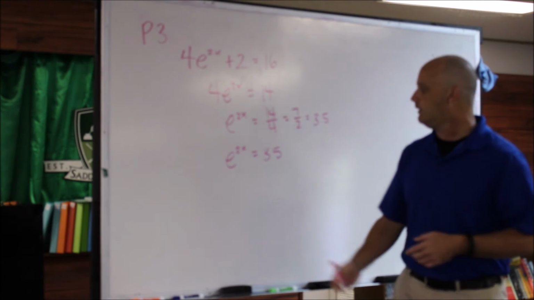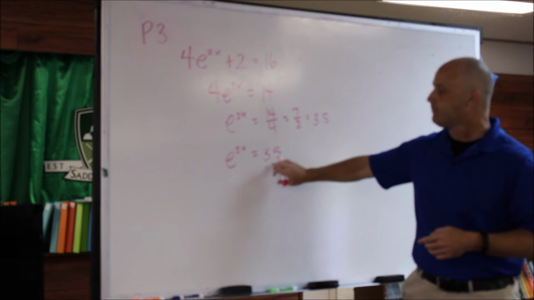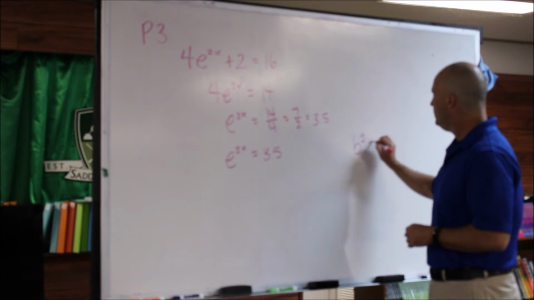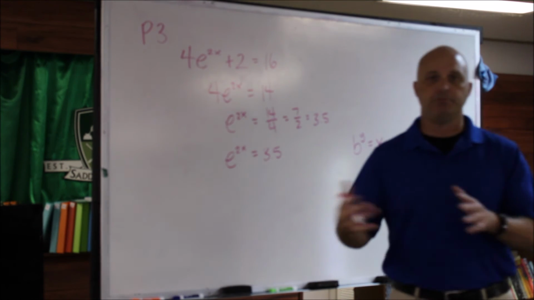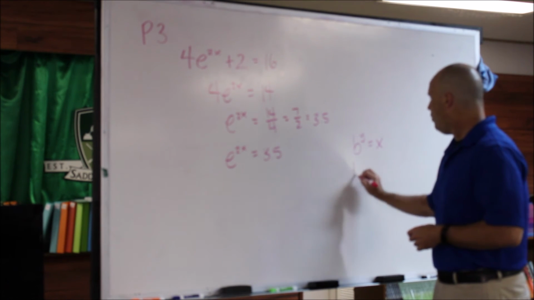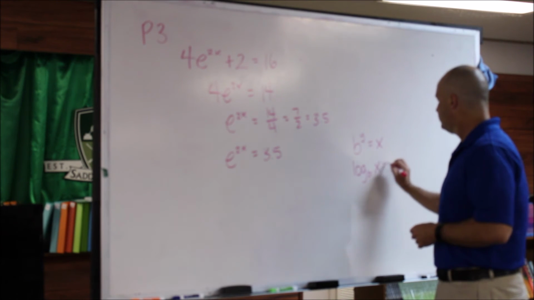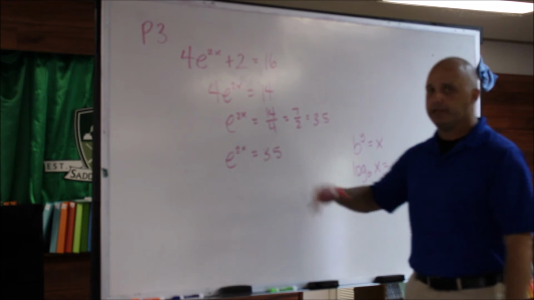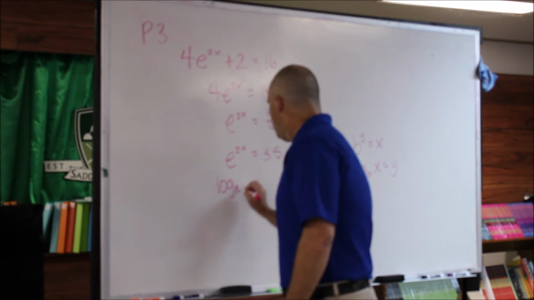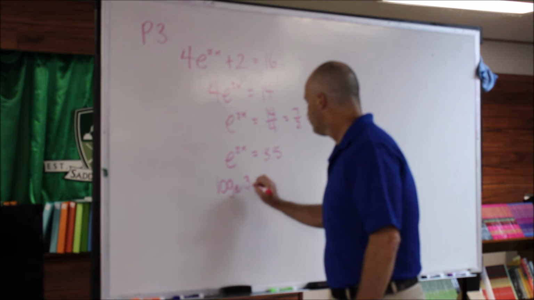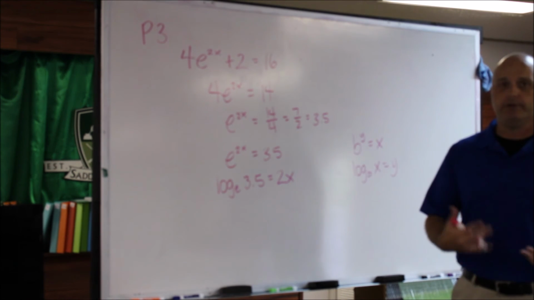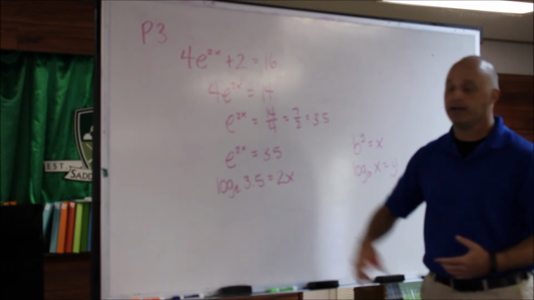Now you notice that what we have here is a base, an exponent, and what it's equal to. So we have something in the form of b to the y equals x. So we can change b to the y equals x into a logarithm. And remember that that would be log base b of x is equal to y. So let's go ahead and change this to log base e of 3.5 equals 2x.